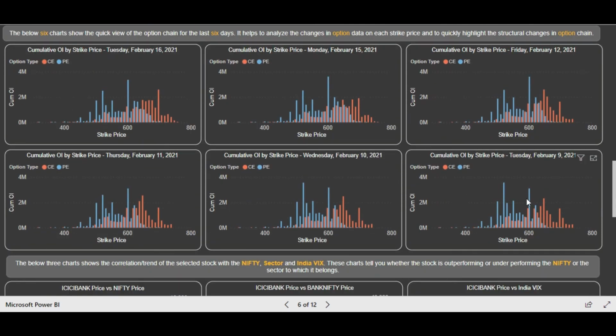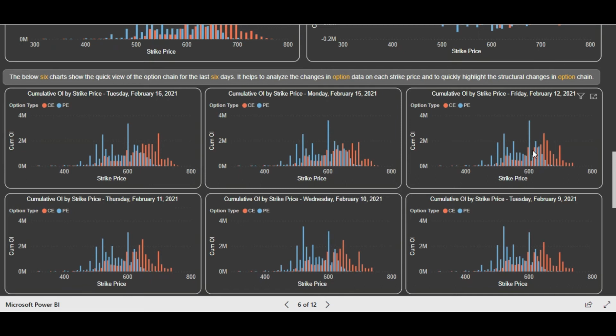So you already see that there was more put writing as compared to the call writing going on since 9th of February. And then you see slight changes in the OI data. So slightly more put writing. Then again in this graph you see slightly call writing also increased. And then immediately on the very next day you see the put writing happened more as compared to the call writing, because now you see the maximum concentration at 600.